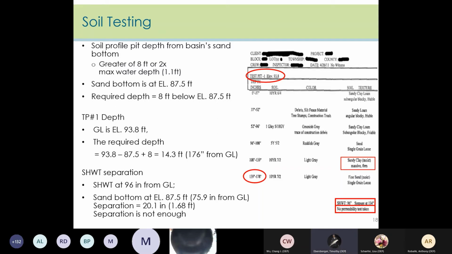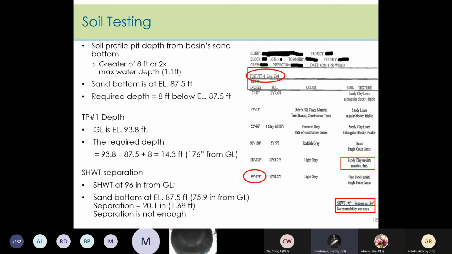From the soil profile log shown here, the excavation depth can be checked to see if it meets the requirement. The excavation depth must be 2 times the maximum water depth in the infiltration BMP, or 8 feet below the bottom of the BMP, whichever is greater. The excavation depth at this test pit is 176 inches from existing grade, therefore the depth is enough.